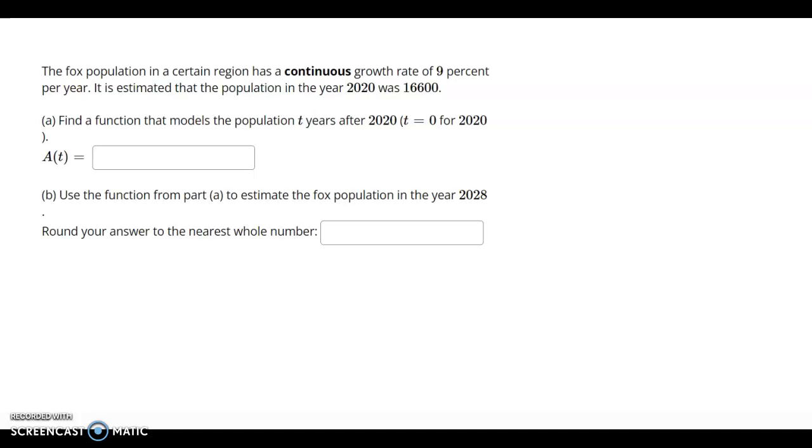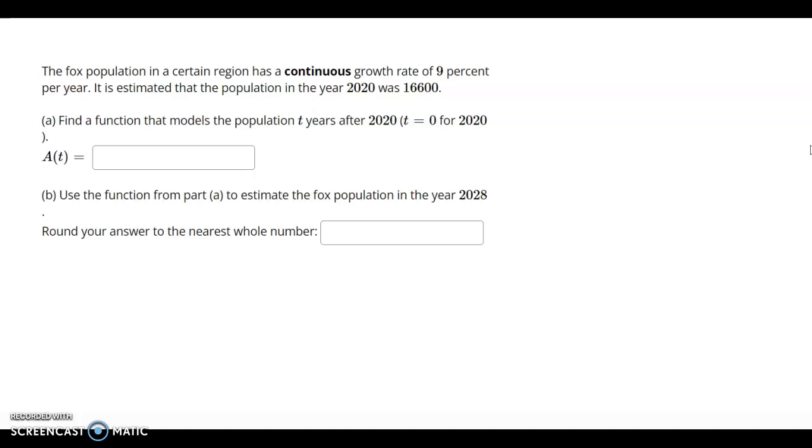Okay, we have the fox population in a certain region that has a continuous growth rate of 9% per year. It is estimated that the population in the year 2020 was 16,600. Find a function that models the population t years after 2020. So t equals 0 for 2020.